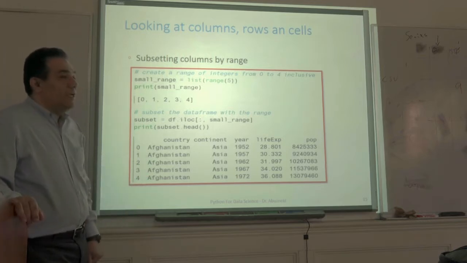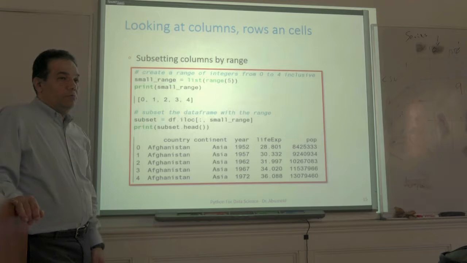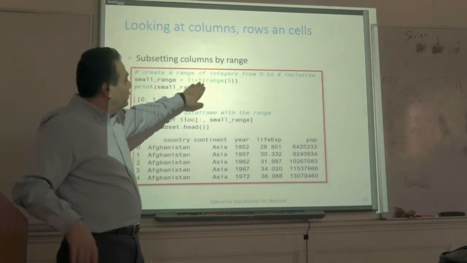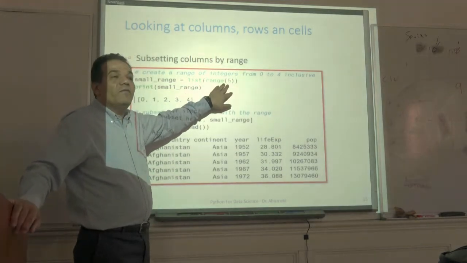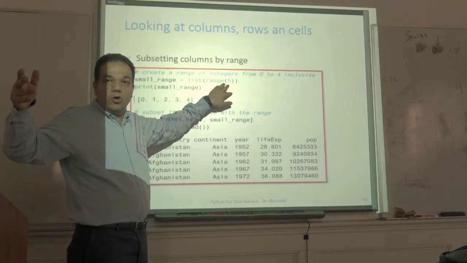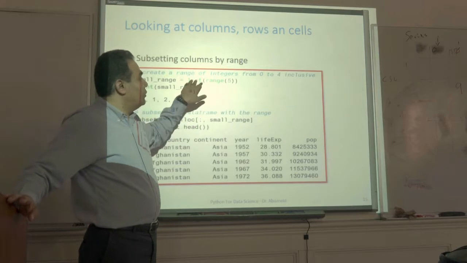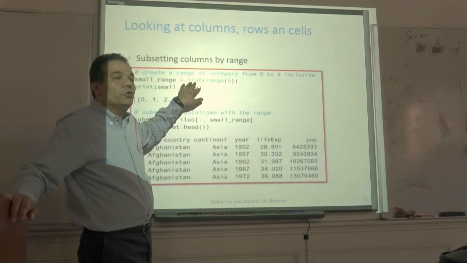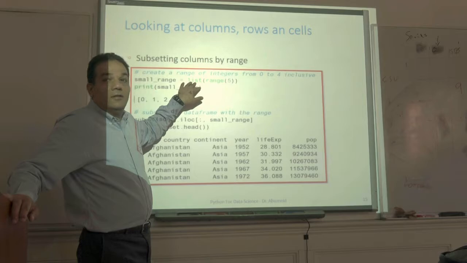All right. So I would like to print a range of rows. So in here, what I did, for example, range 5. Range 5 gives me what values? 0, 1, 2, 3, 4, right? I converted it to a list. Why did I convert it to a list?